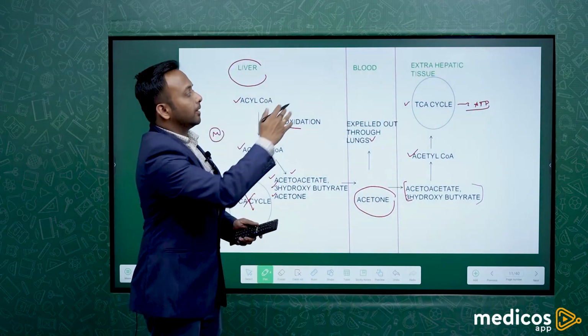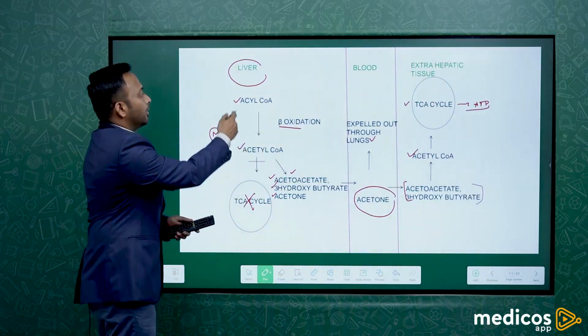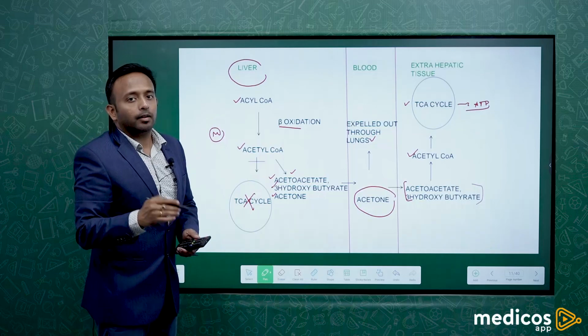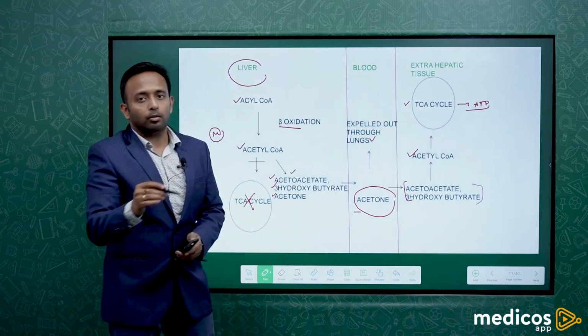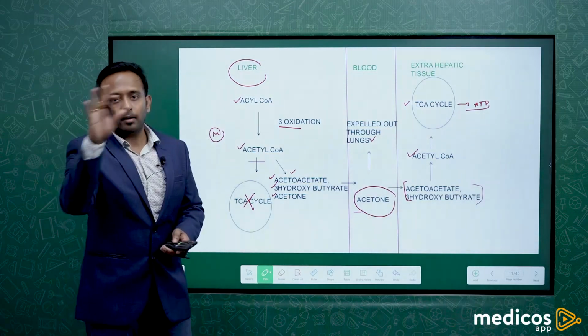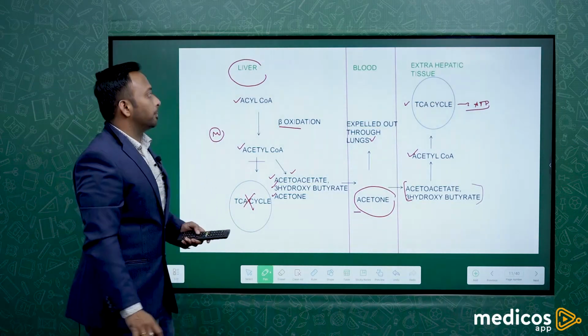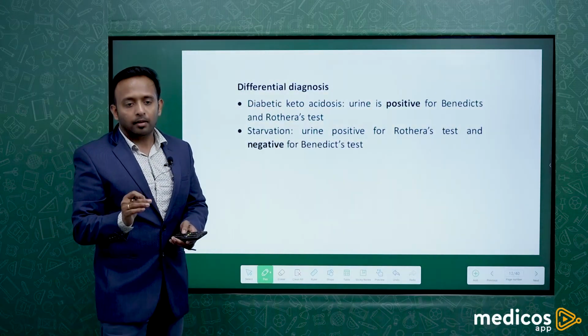Okay, so extrahepatic tissue utilizing the ketone body is called ketolysis, liver generating the ketone body is called ketogenesis, and acetone, because it is volatile in nature, is excreted through the lungs. So, these are the few important things you should know, how the ketone bodies are metabolized in total in the body. Okay. So, lastly, how you differentiate two things.